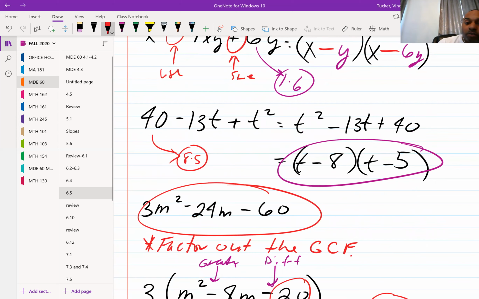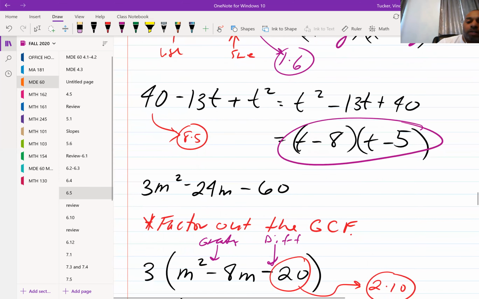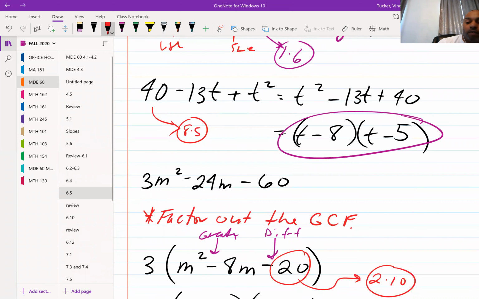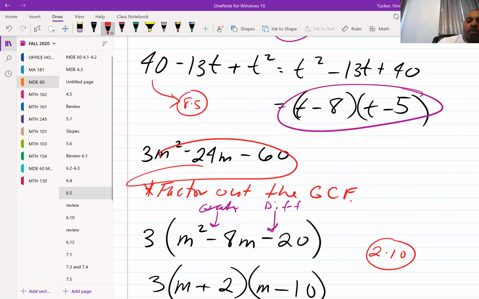3m squared minus 24m minus 60. So you notice what I have here in the red first. We talked about that last class: we want to make sure we factor out the GCF first, if there is one. And so that's what I did here. Pulled out a 3 from each one of these terms. And that leaves me with m squared minus 8m minus 20.